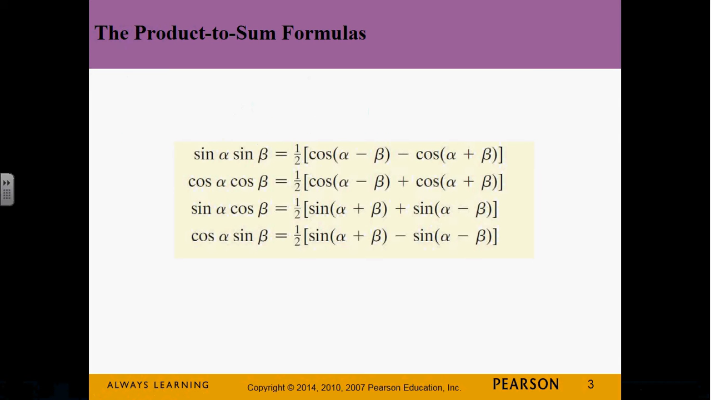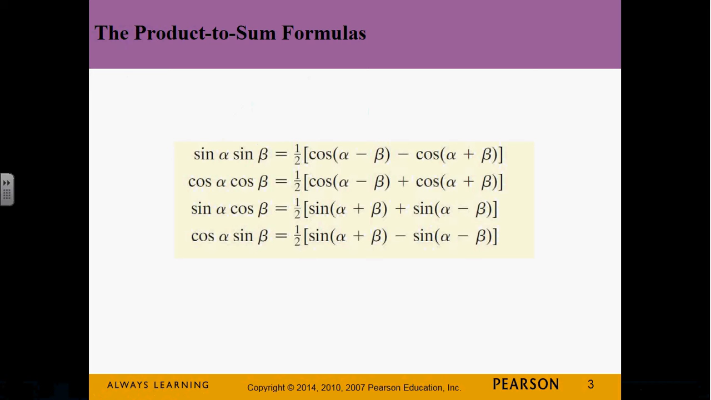Here are our product to sum formulas. And what we use product to sum formulas for is just what it sounds like: when we want to go from a product, when we're multiplying sine and cosine together, or sine and sine together of two different angles, into a sum where we're adding or subtracting them. Okay? So sine alpha times sine beta. All of them have the 1/2. So it's 1/2 of cosine of alpha minus beta minus cosine of alpha plus beta.